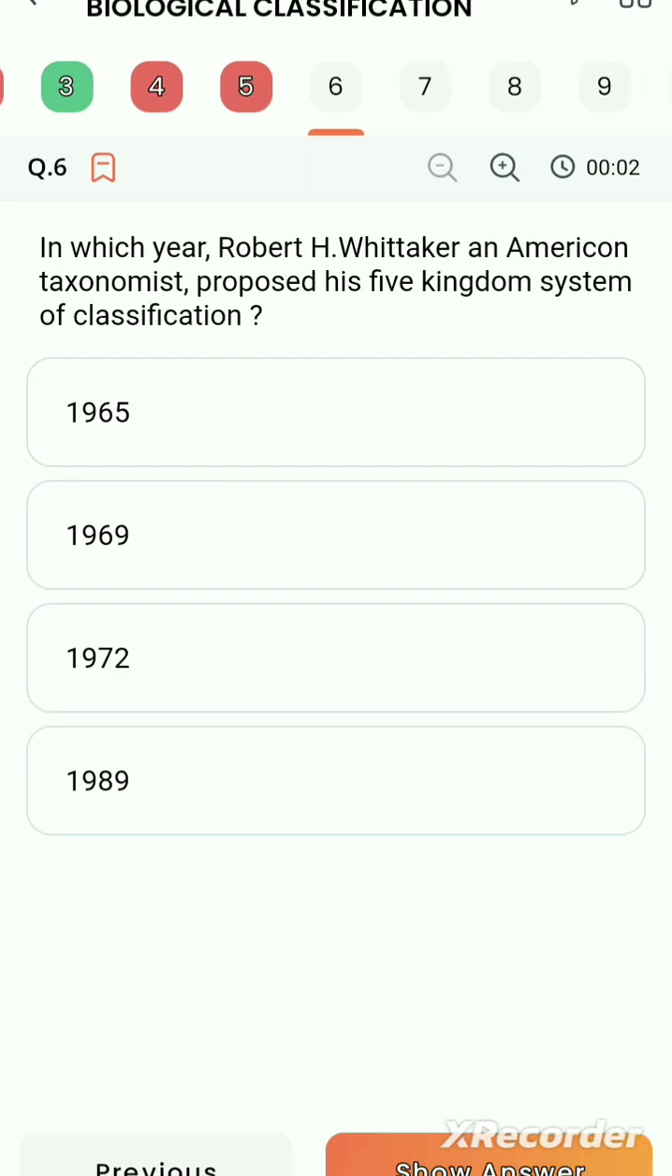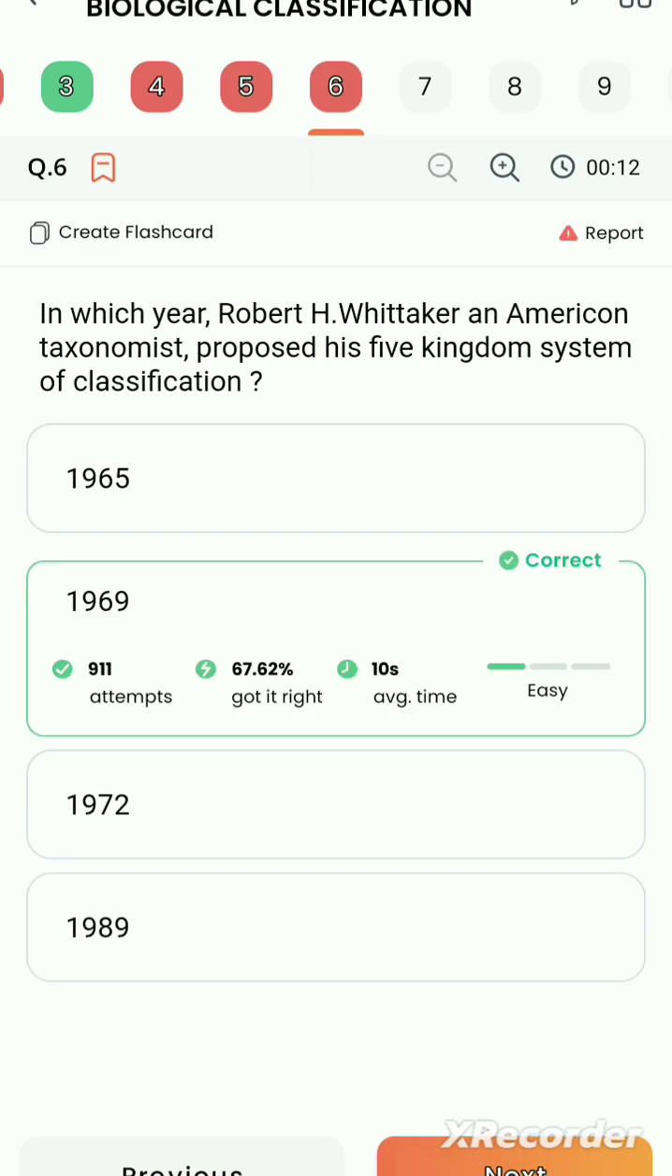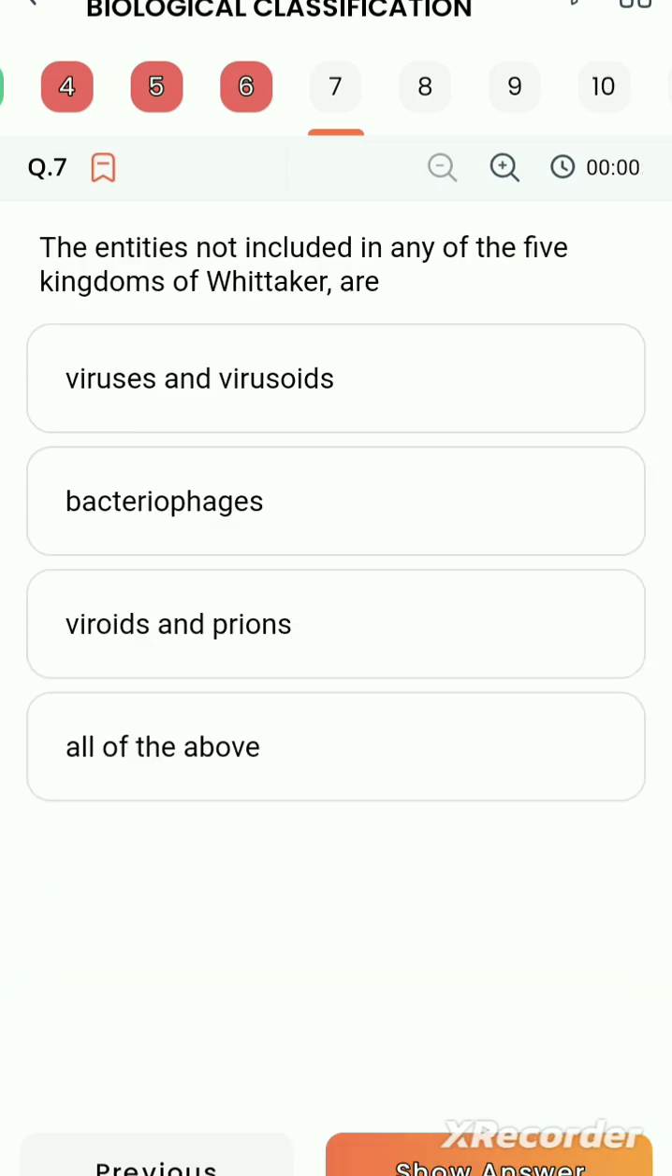Except the Monera. Next question, 6. In which year did Robert H. Whittaker, an American taxonomist, propose his five kingdom system of classification? When did he propose it? 1969.